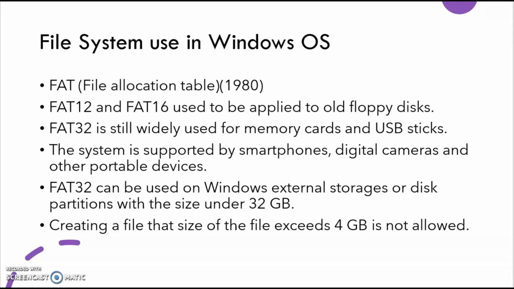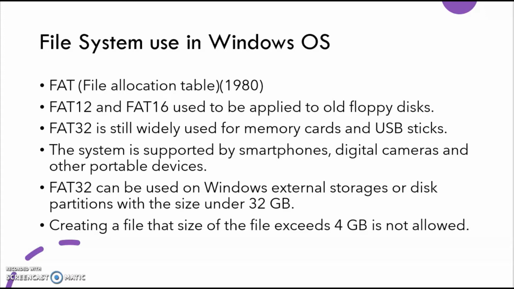Okay, now we are going to talk about the file systems used in Windows OS, the first type being FAT. It's also named File Allocation Table. It was introduced in 1980. The first FAT12 and FAT16 were used on old floppy disks, which we can't see nowadays, and FAT32 is still widely used for memory cards and USB sticks. This system is supported by smartphones, digital cameras, and other portable devices also.